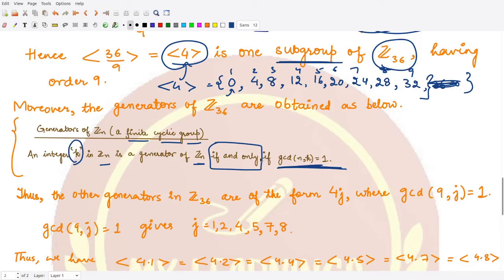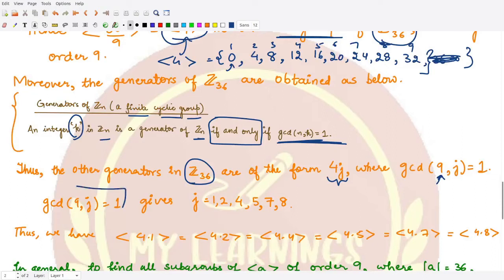Let's see the result here. The other generators of Z36 are of the form 4 multiplied with j, and we calculate j by requiring the GCD of 9 with j to be equal to 1. So we are looking for those numbers j that are relatively prime to 9. What numbers are of such kind? They are 1, 2, 4, 5, 7 and 8. Why? Because all of them have GCD equal to 1 with 9.